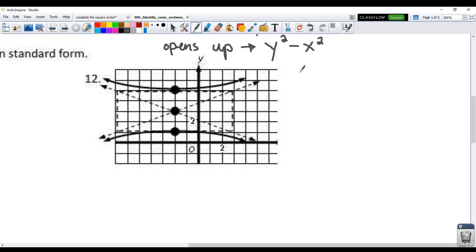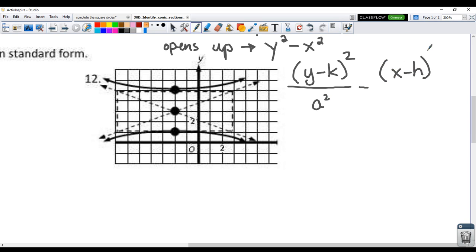So our general equation is y minus k squared over something, we'll just call it a squared, minus x minus h squared over b squared equals 1, where h and k is the center of your hyperbola. And a is the distance you go in the y value, and b is the distance you go in the x. So we're going to use our graph here to figure all that information out.